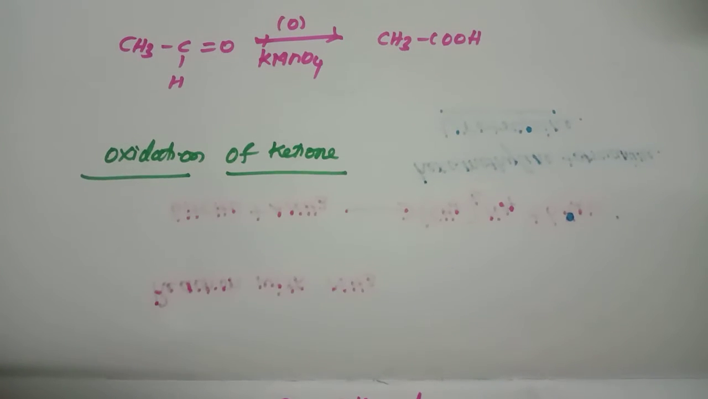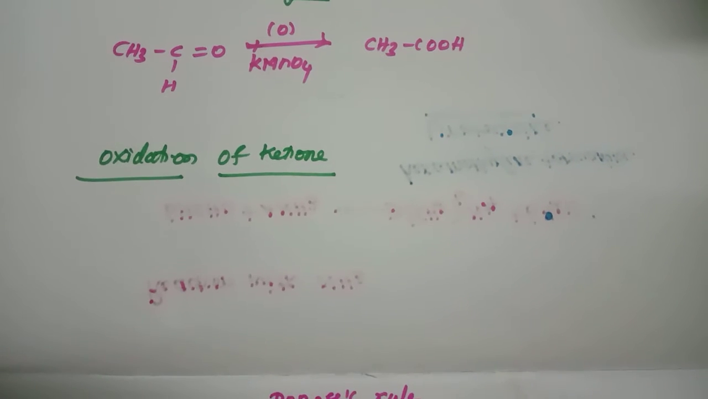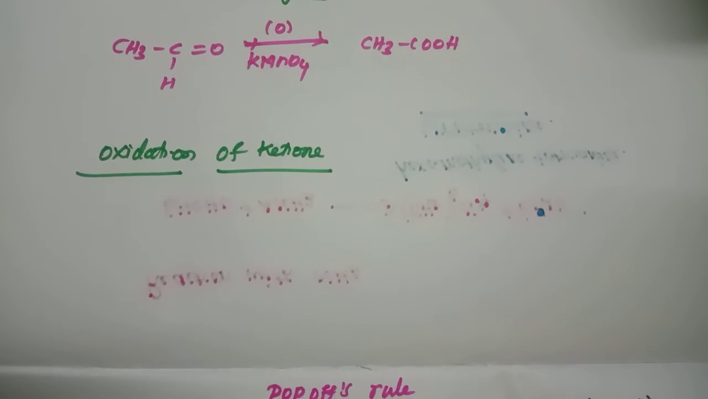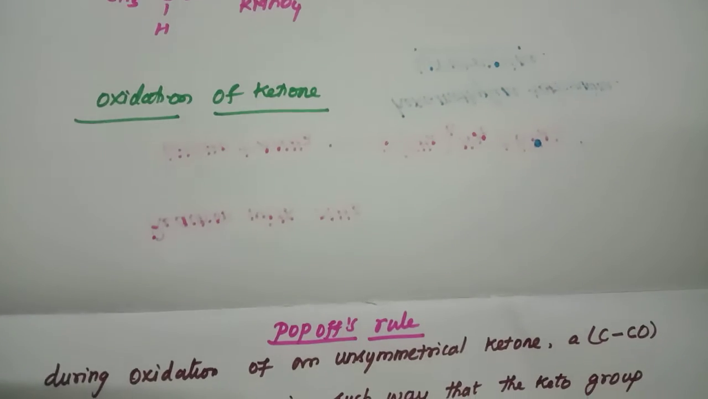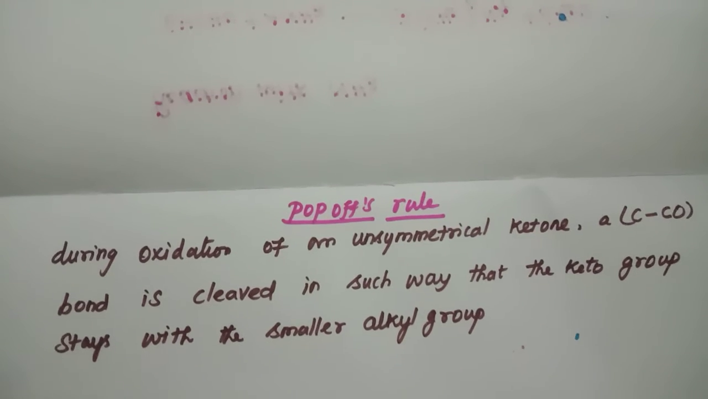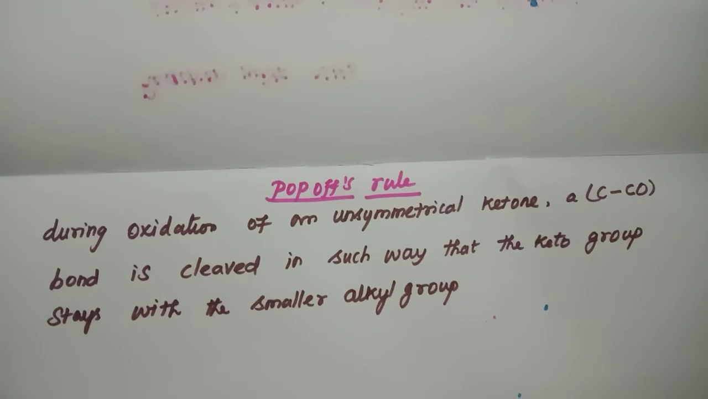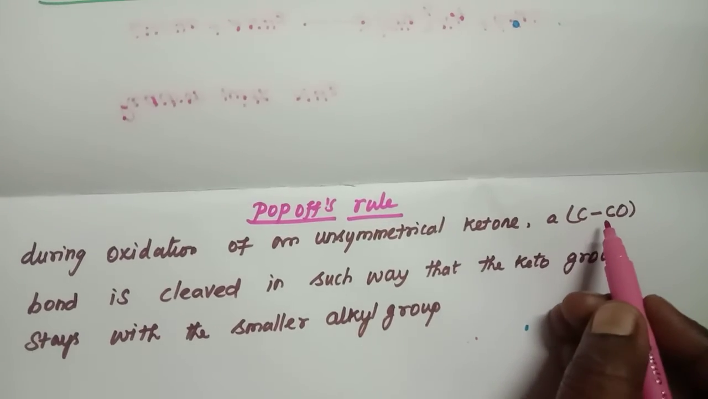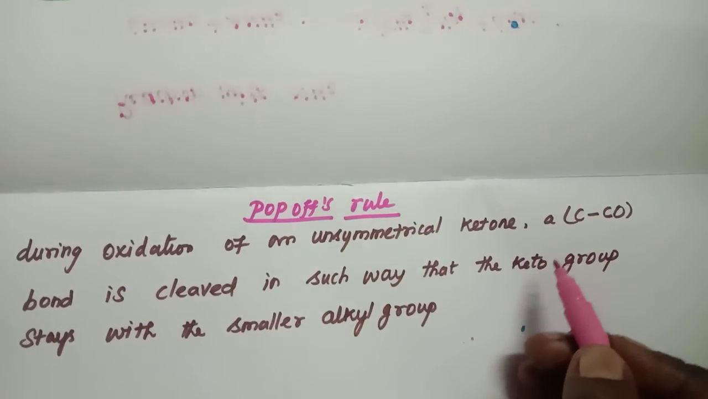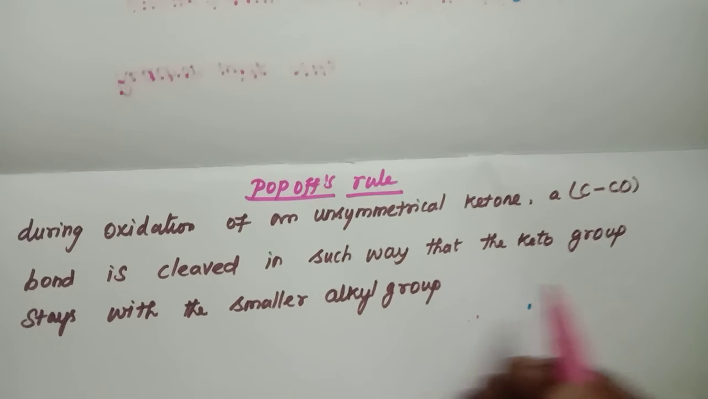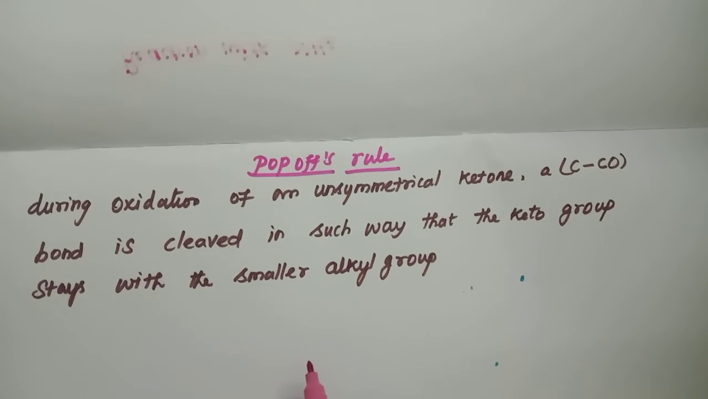Unsymmetrical ketones undergo oxidation, and that oxidation is explained based on Popoff's rule. What is Popoff's rule? During oxidation of an unsymmetrical ketone, the bond between a carbon and the carbonyl group is cleaved in such a way that the keto group stays with the smaller alkyl group.